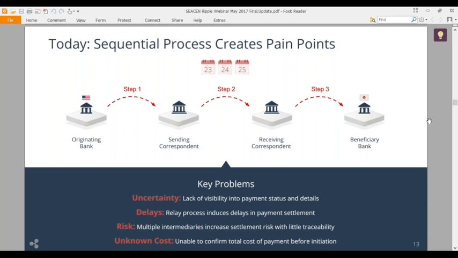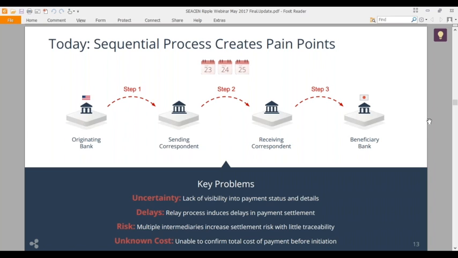And then finally, there's unknown cost. Because of this sequential process, the originating bank doesn't know the fees that the corresponding and beneficiary banks will apply to the payment, nor do they know the FX cost before they initiate that payment. So the originating bank sends the payment without visibility into its status or the total cost. This creates a major problem for cross-border payments, that the sender doesn't know how much money will be received, nor does it know when the payment will be received.